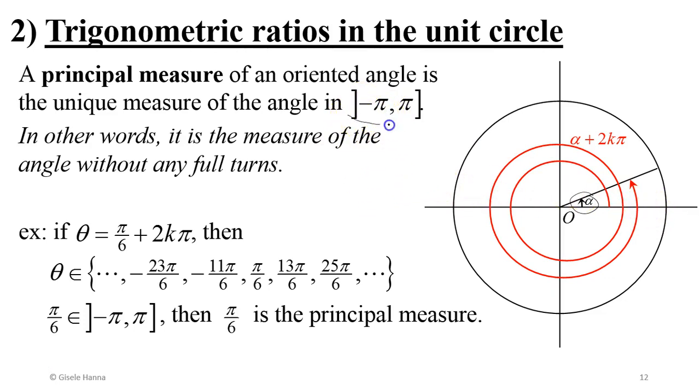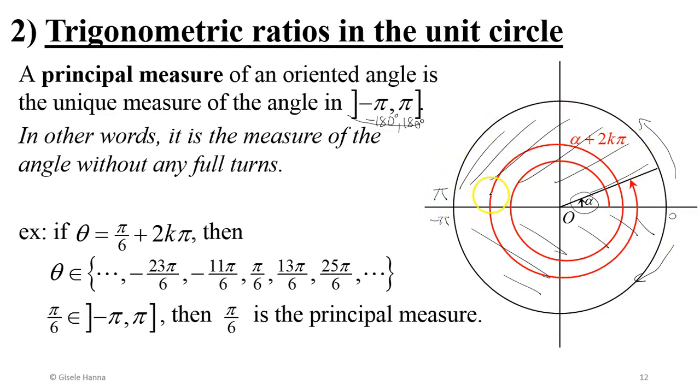So that interval, in degrees, is negative 180 to 180, which corresponds to the first two quadrants in the positive sense. If we were moving in the positive sense, that's 0 to 180. If we were moving in the negative sense, that would be these two quadrants between 0 and negative 180. So in fact, the principal measure is the measure of the angle that is acute or obtuse, whether in the positive sense or in the negative sense.